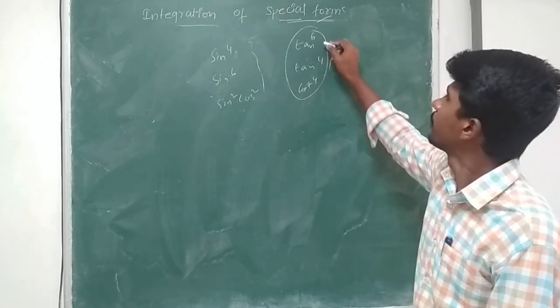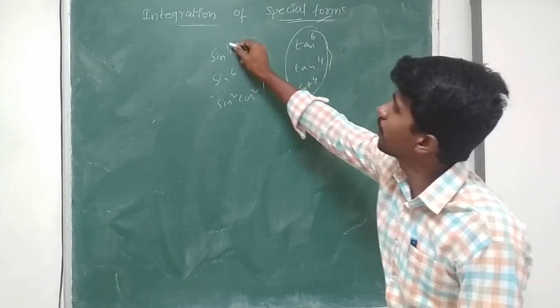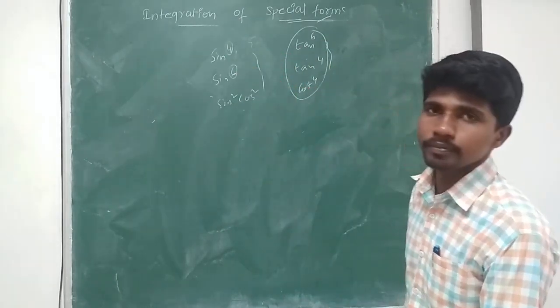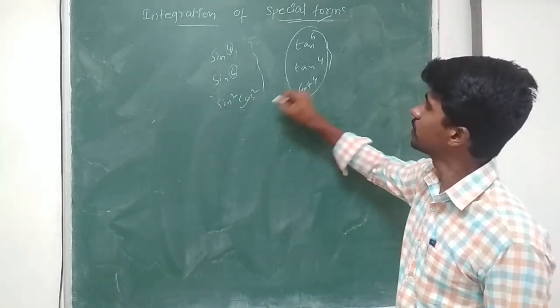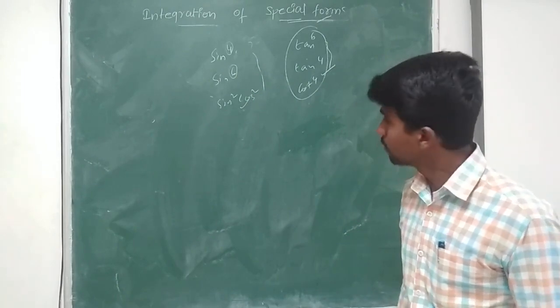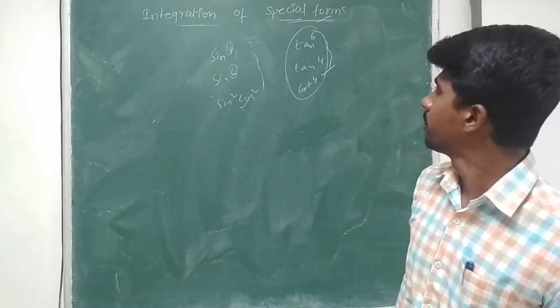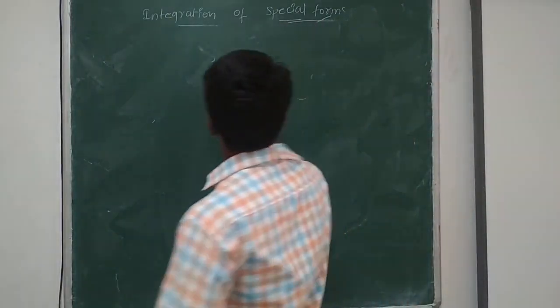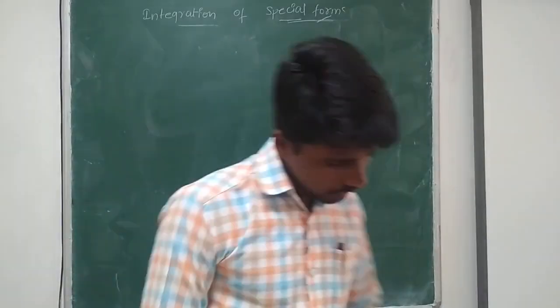Right. Now, after this, what happens if these powers are odd? That we learn in the next exercise. Okay. So we completed this and we entered into this particular form. Now we take a few problems and we solve those particular problems, right?